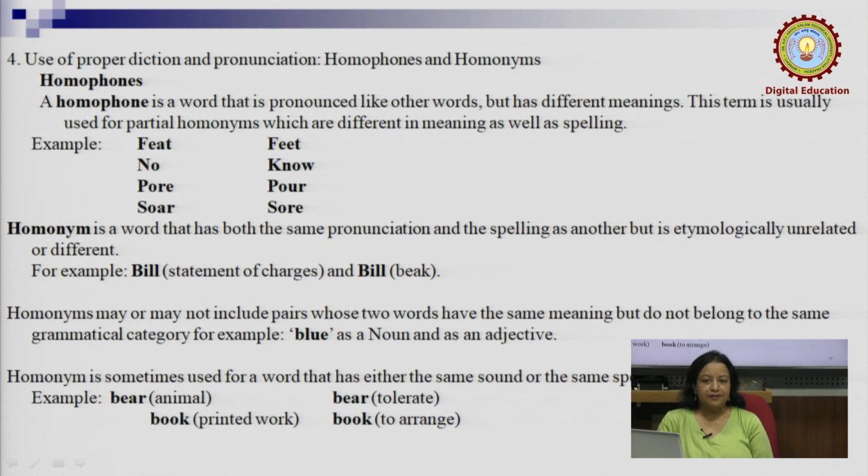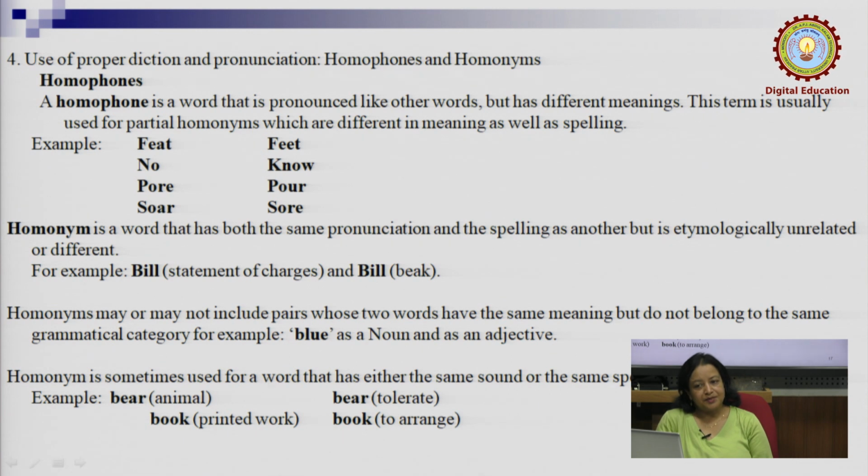A homonym is a word that has both the same pronunciation and the same spelling as another, but is etymologically unrelated or different. For example, bill and bill: in one case, bill is a statement of charges, and in the other, bill is the bird's beak. Homonyms may or may not include pairs of words having the same meaning but not belonging to the same grammatical category. For example, blue can be a noun as well as an adjective.